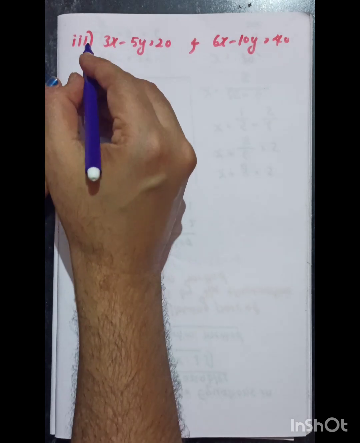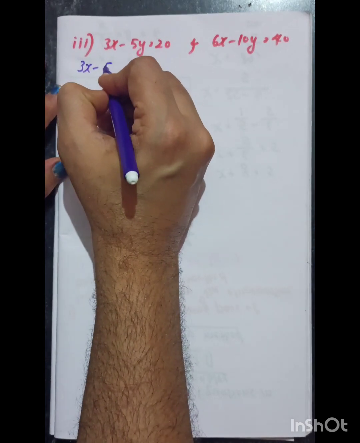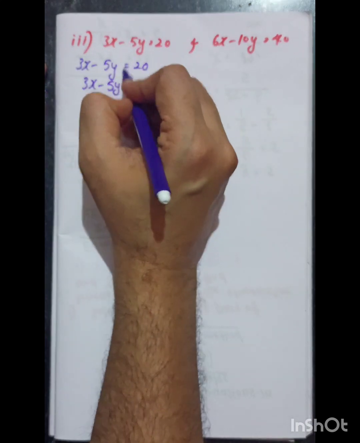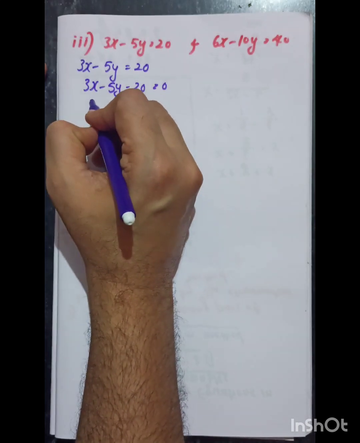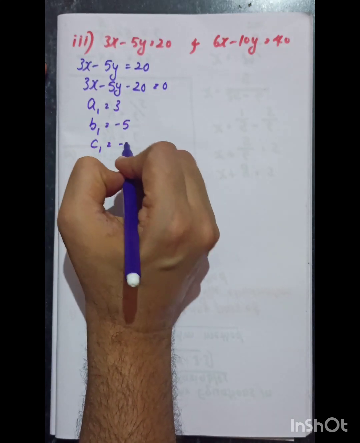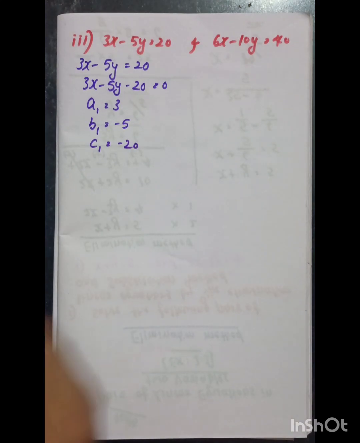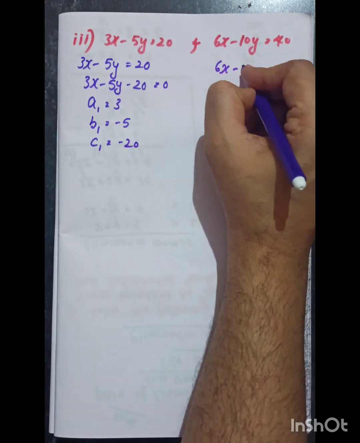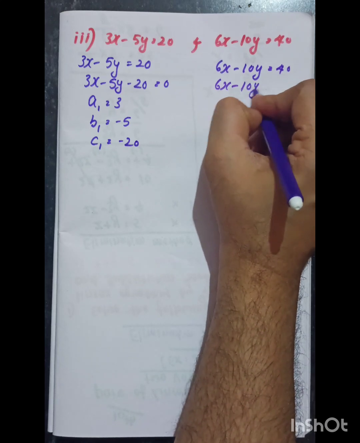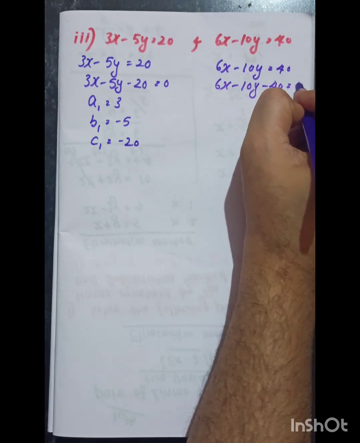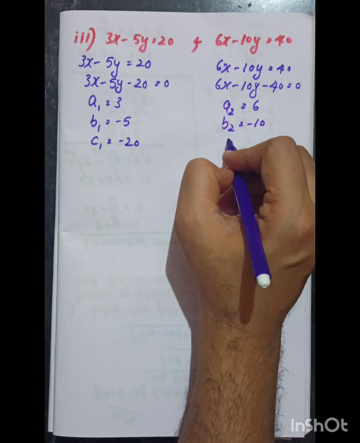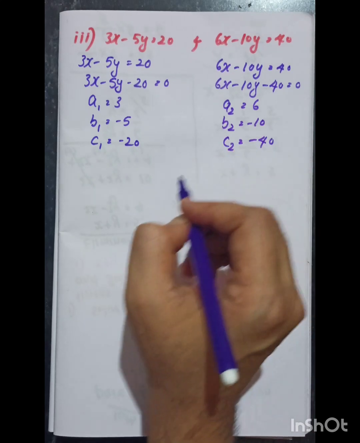Let's look at the third problem. 3x minus 5y equals 20. 3x minus 5y minus 20 equals 0. a1 equals 3, b1 equals minus 5, c1 equals minus 20. In the same way, look at the second one. 6x minus 10y equals 40. 6x minus 10y minus 40 equals 0. a2 equals 6, b2 equals minus 10 and c2 equals minus 40.